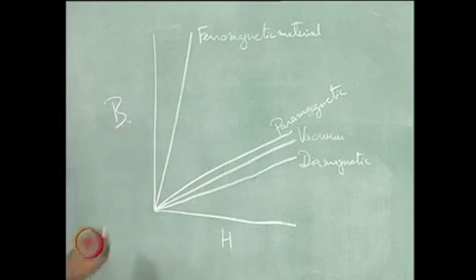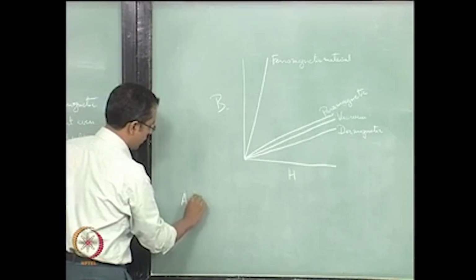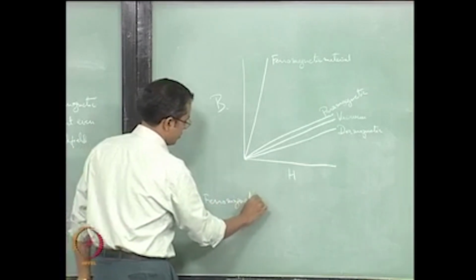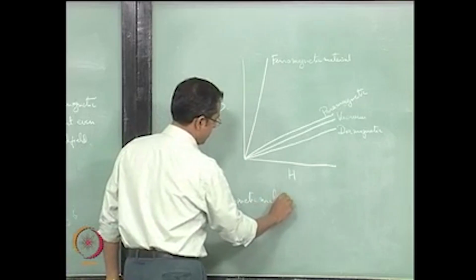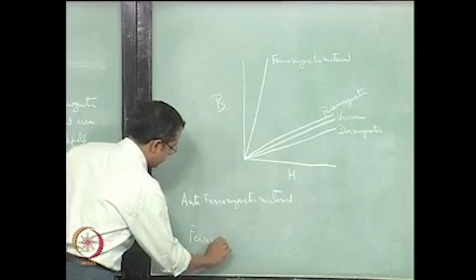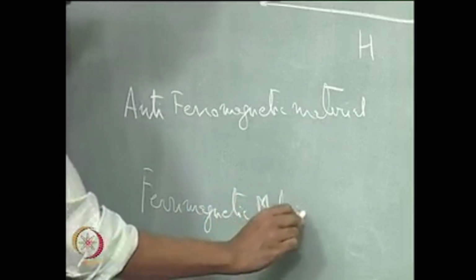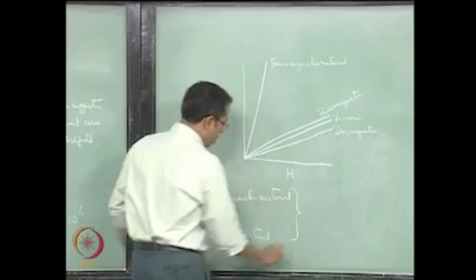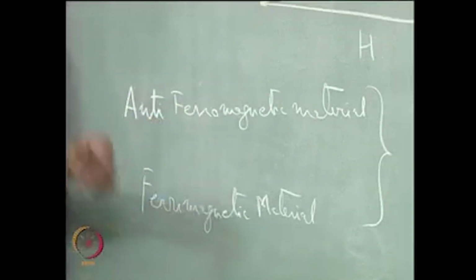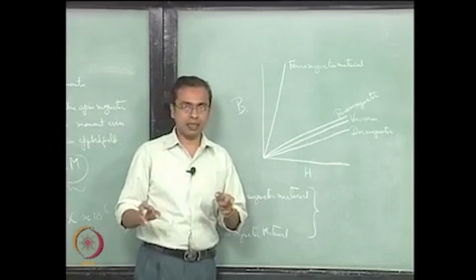Even amongst the ferromagnetic materials you can have another two variations on it. One is called an anti-ferromagnetic material, and another one which is called a ferrimagnetic material. The common thing between these two is that in these two materials the cooperative alignment of spins occurs in an opposing manner between adjacent atoms.